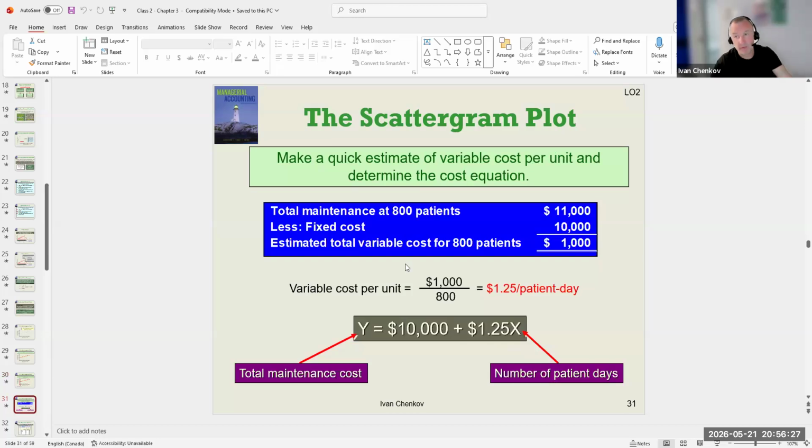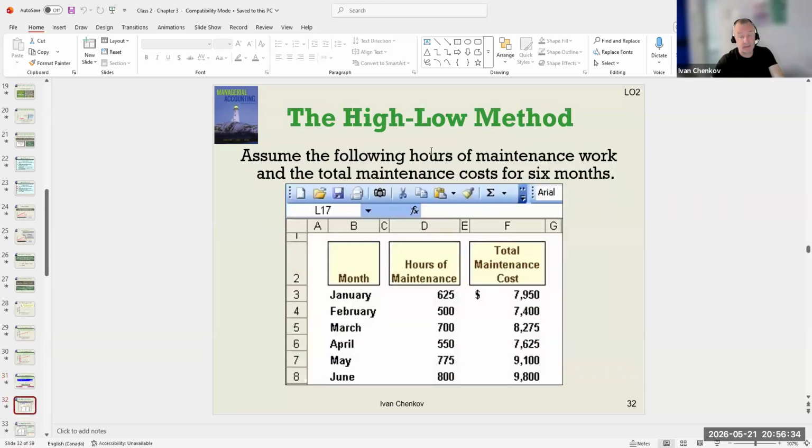I'm not going to spend time on this method. This method is not examinable. The method that is examinable, though, is the high and low method. In the high and low method, you're going to see it on the assignments. You're going to see it on the midterm exam. So for the high and low method, how this works, I'm going to move to an Excel spreadsheet.